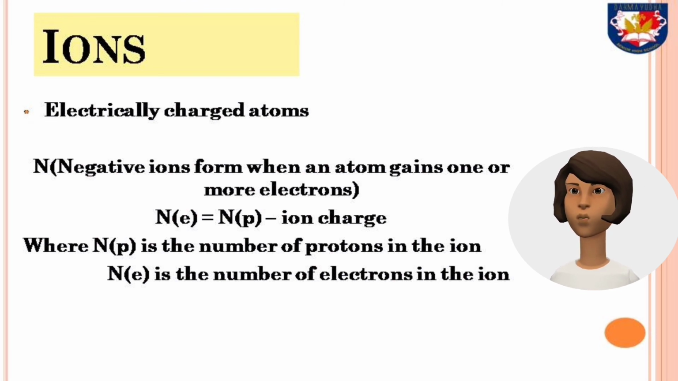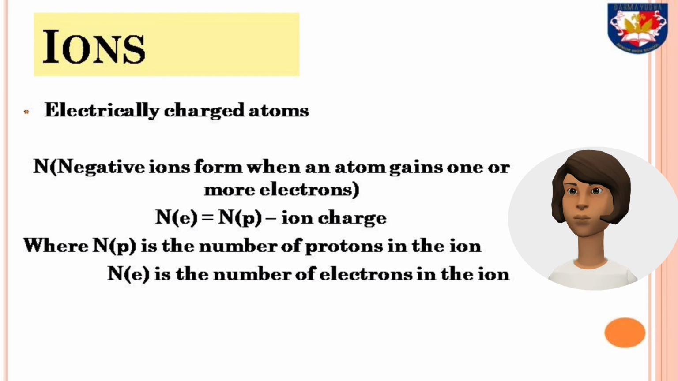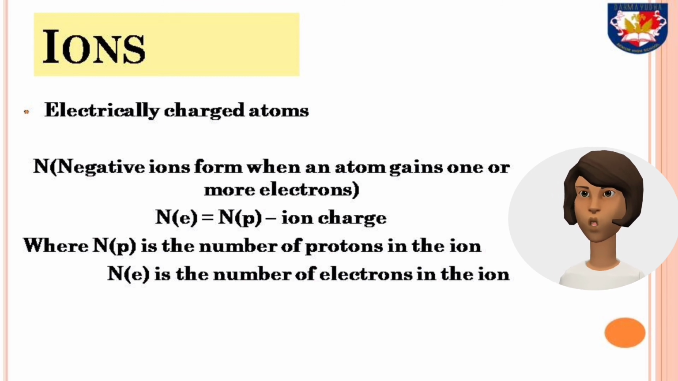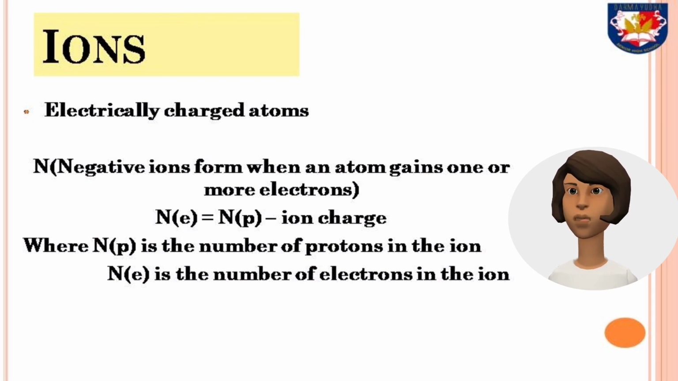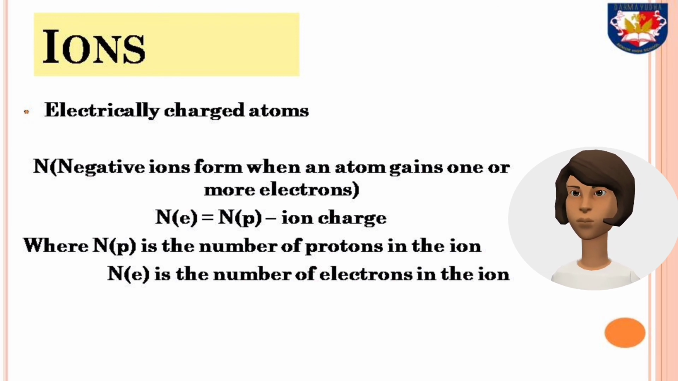When an atom does not have an equal number of protons and electrons, it is an ion. Negative ions mean that the atom gains more electrons. And positive ions mean the atom loses one or more electrons. So, we can calculate the electron number of ions by subtracting the ion charge from the number of protons.